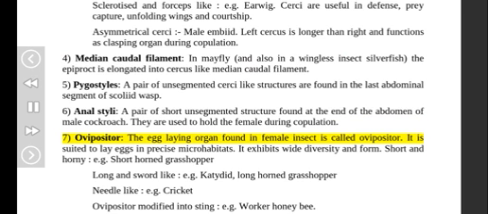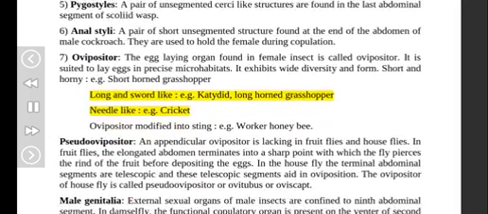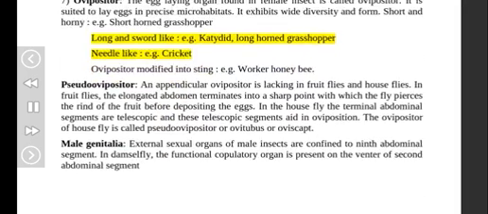7. Ovipositor. The egg-laying organ found in female insects is called ovipositor. It is suited to lay eggs in precise microhabitats. It exhibits wide diversity in form. Short and horny, e.g. short-horned grasshopper. Long and sword-like, e.g. katydid, long-horned grasshopper. Needle-like, e.g. cricket. Ovipositor modified into sting, e.g. worker honeybee.